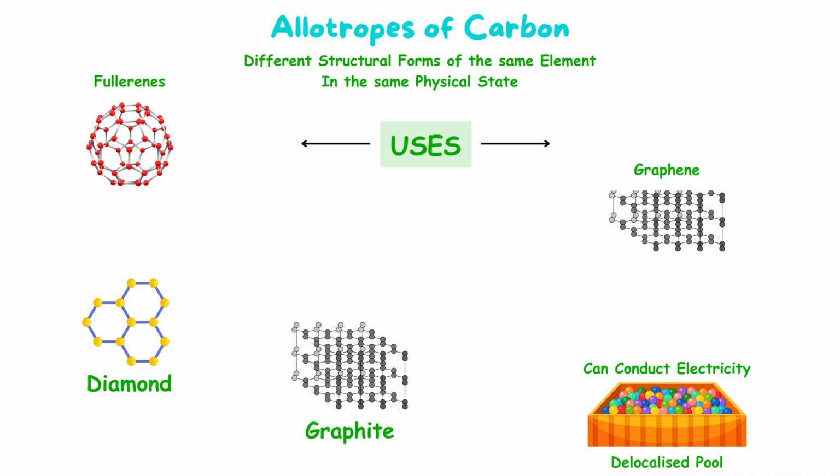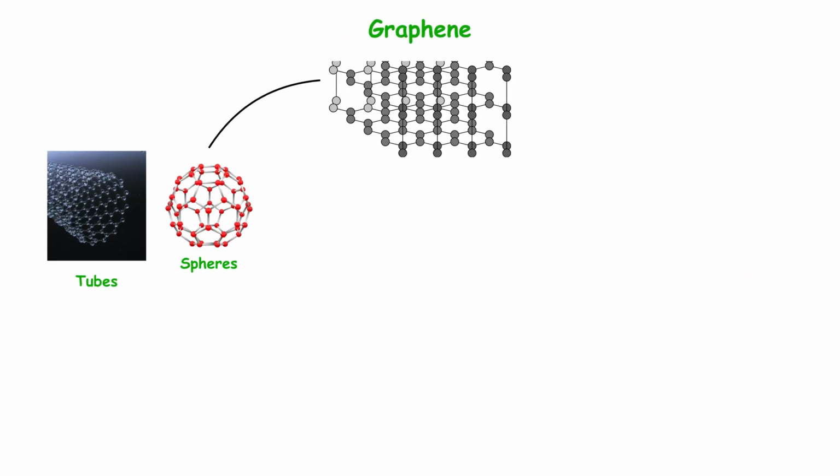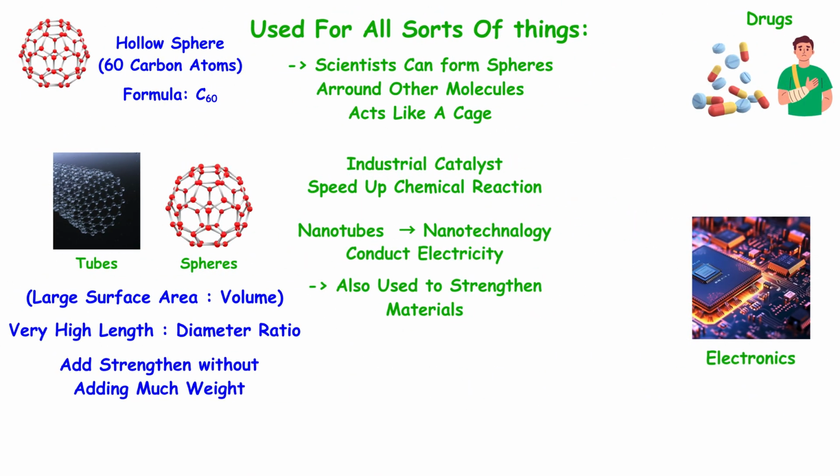Additionally, each carbon atom in graphene donates 1 electron to a shared pool of delocalized electrons, which means that graphene is capable of conducting electricity. This unique combination of strength and conductivity makes graphene highly useful in the manufacturing of electronic devices.